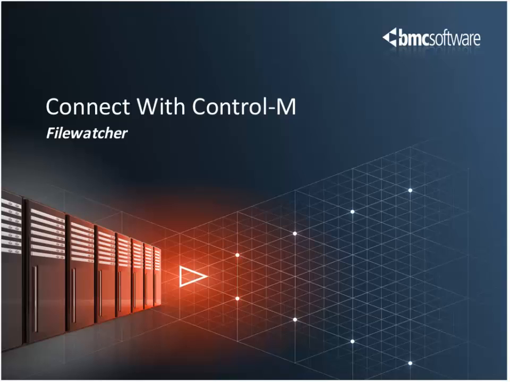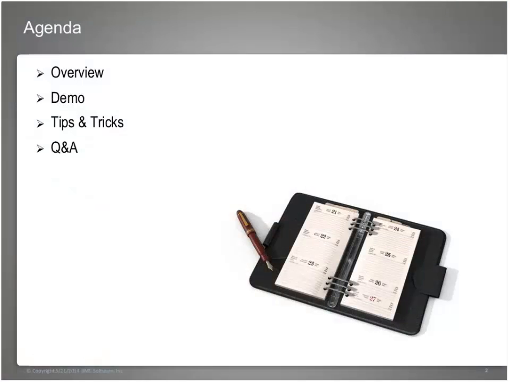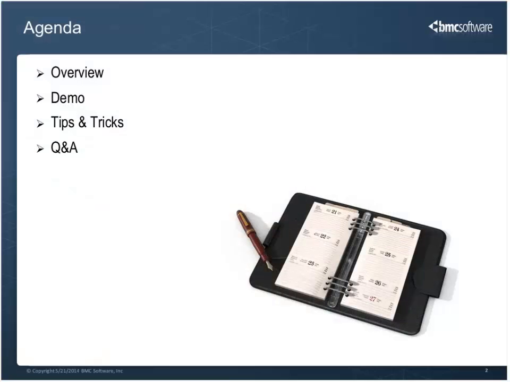Let's start by taking a look at today's agenda. We'll start with an overview of the Filewatcher utility, what it is and what it does. We'll go into a demo. We'll show some jobs running and show how it reacts. And then we'll go to tips and tricks, and we'll end up with the Q&A session. On the right-hand side of your screen, you'll see a box for Q&A. If you could type any of your questions in there as the webinar goes along, we'll answer them at the end of the session.